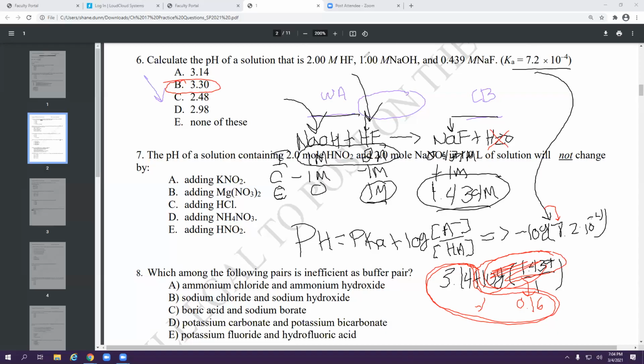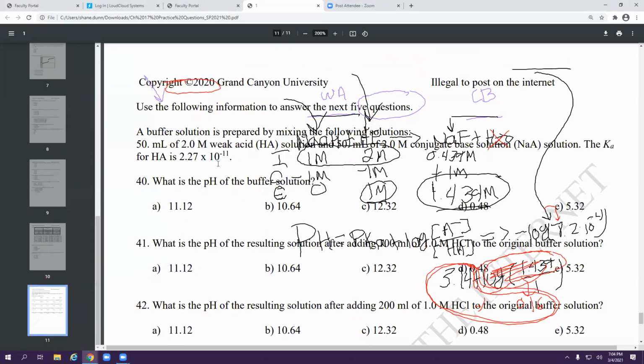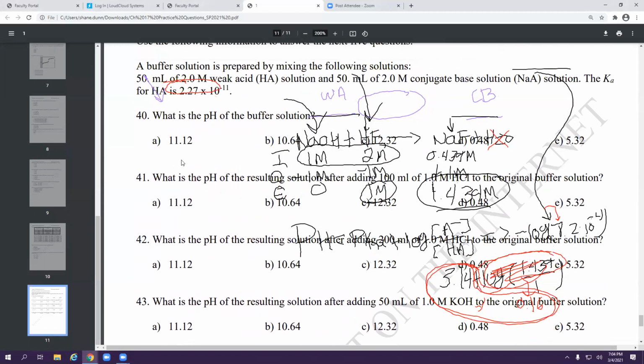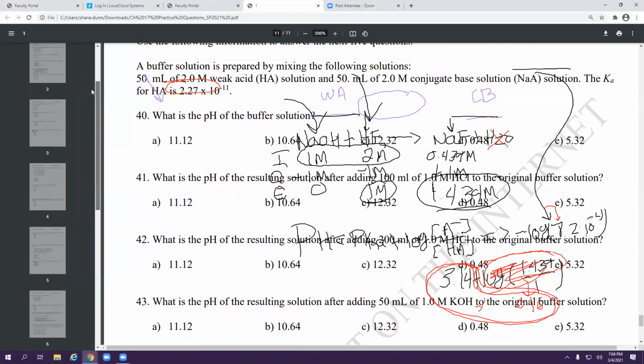And I can almost guarantee that the test will be just like questions 40 through 44, because again, it's a bunch of buffer scenarios depending on different things.